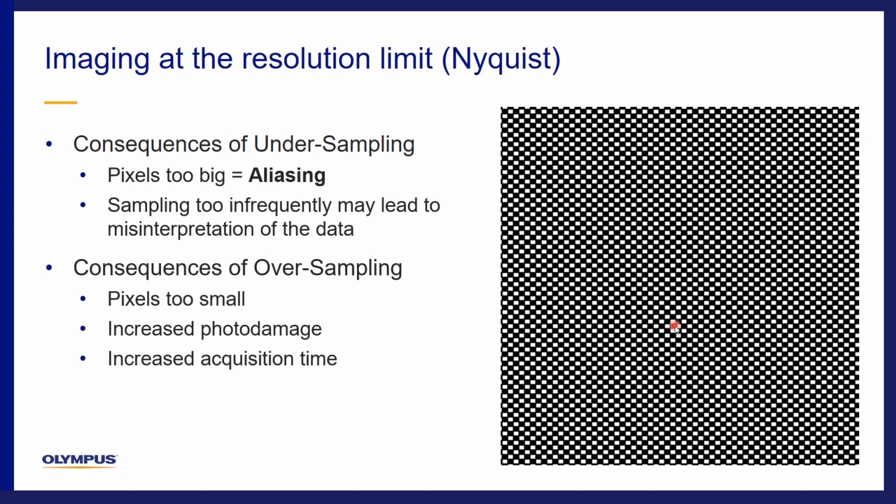Now, there are also consequences of oversampling. You don't necessarily just want to zoom into the max. If your pixels are too small, you could have increased photo damage because you're sampling the laser, or blasting the laser on the sample, more frequently than is necessary to get the best data. Additionally, if you're sampling more pixels with a laser scanning microscope, you're going to have a longer acquisition time. So more core fees, more time in a dark room, and more exposure of your sample to light.